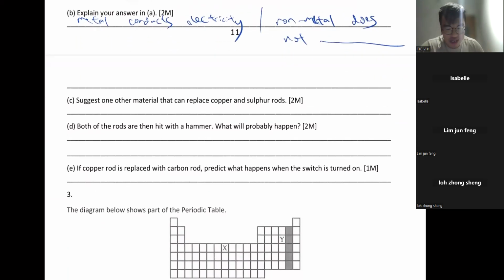Okay, so next, suggest another material that can replace copper and sulfur. If I don't want to use copper, what can I use? Anyone? Okay, steel can, iron can, aluminum can, any metals lah. Any metals. Okay, what about sulfur? What can replace sulfur? Any non-metal, right? So what's the non-metal? Okay, glass. Okay, carbon. No, carbon cannot because carbon can conduct electricity.